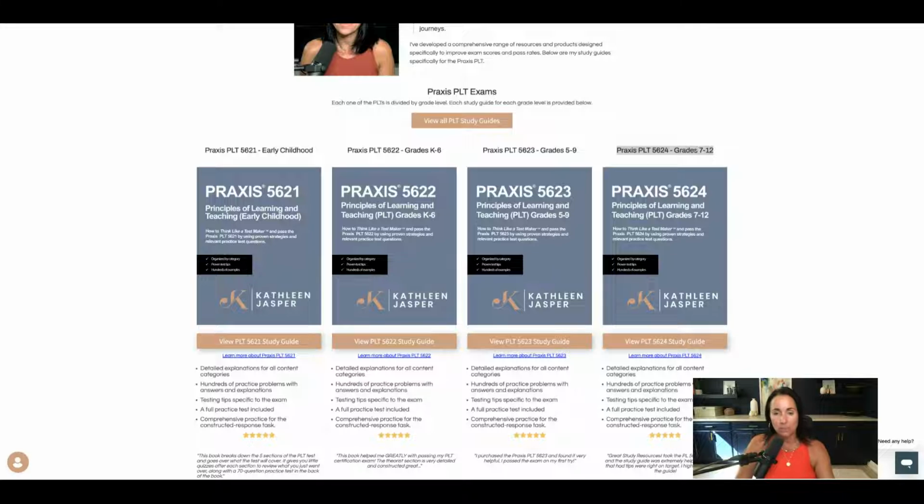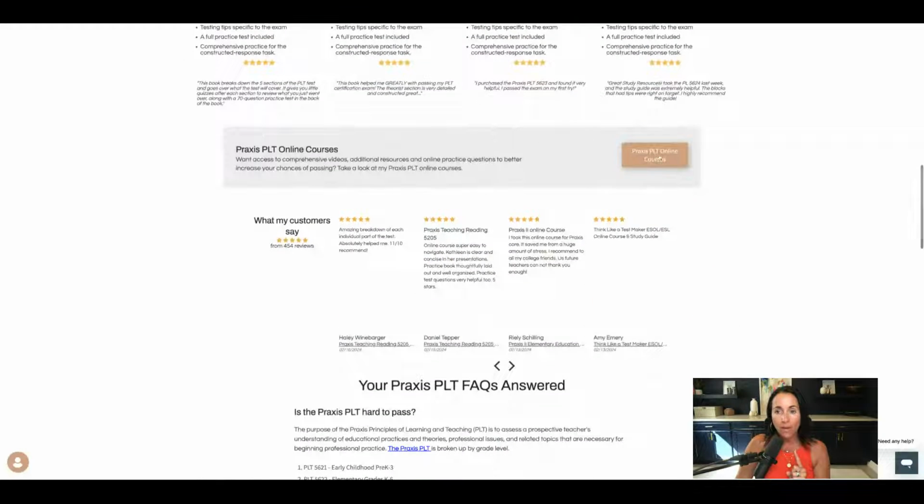We'll send you the additional one for free because they're essentially the same book with a few different test questions regarding grade level. Okay. But if you just need the 5622, all you need to do is get this. You don't need to buy all 4 books because you're essentially buying the same thing over and over again. Just get one thing.